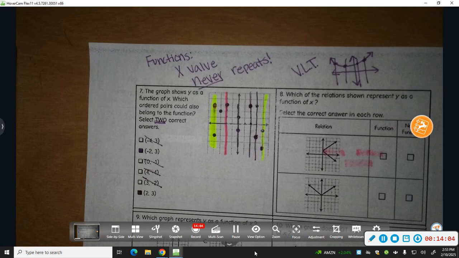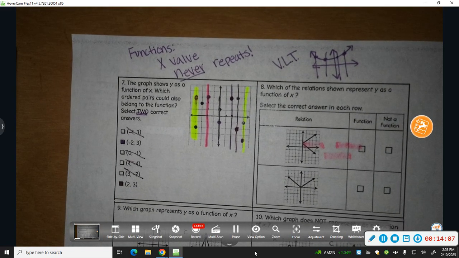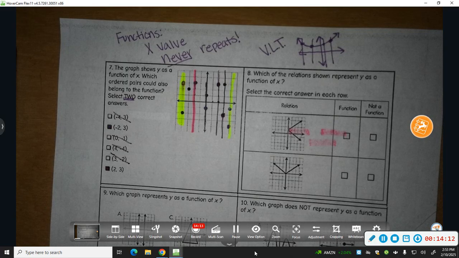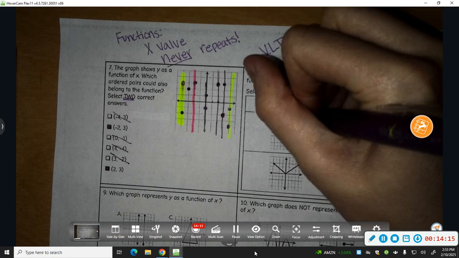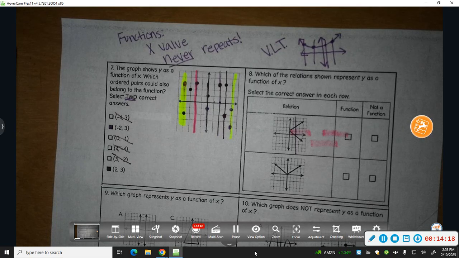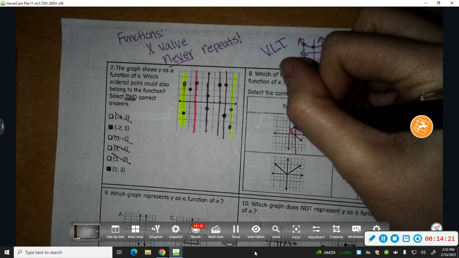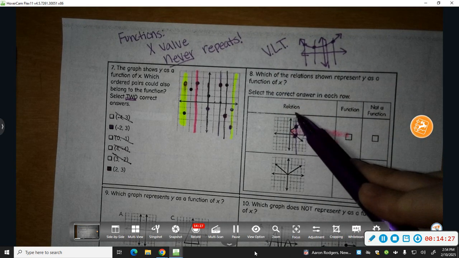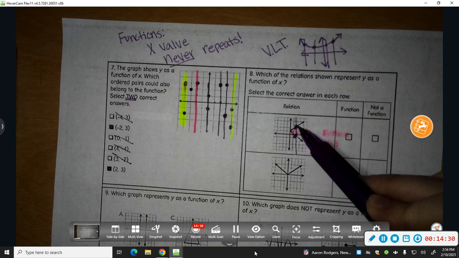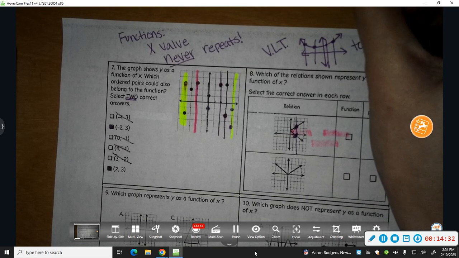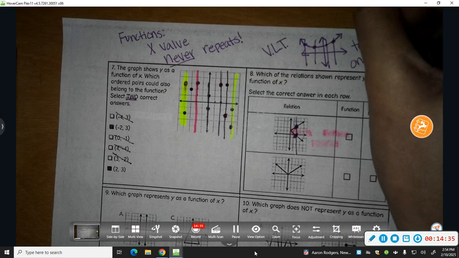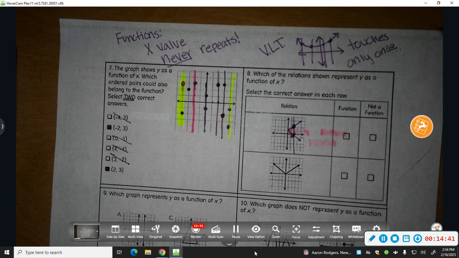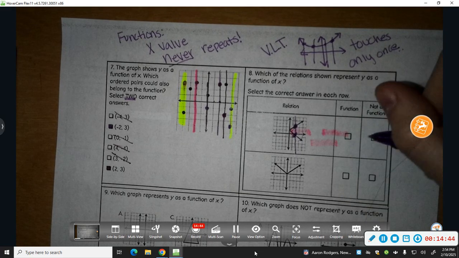Okay, I want you to look at number 8. It says, which of the relationships shown represents y as a function of x? This one gives me some graphs that already put the lines on there for me, so I'm going to run the vertical line test. I want you to draw a vertical line somewhere across that graph. On this first one, I want you to write or mark where it touches that line. Okay, so I have this sideways V. It's going to touch the line I drew 2 times. If it touches more than once, then it is not a function because functions only touch once. Okay, so this one touches 1, 2 times. It is not a function.